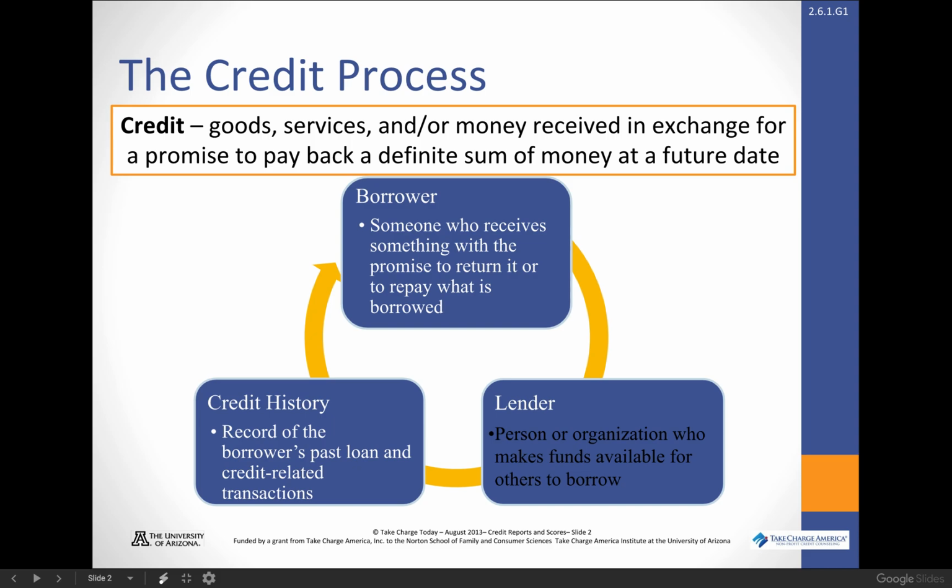And then we have our own credit history. Again, we know that the credit history is the history that I have with borrowing money from my past. So what are my other credit-related transactions, the types of credit that I've had in the past, and it'll just kind of identify how trustworthy I was when I was borrowing money.